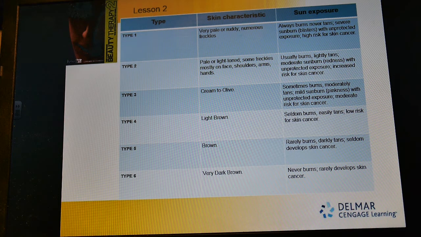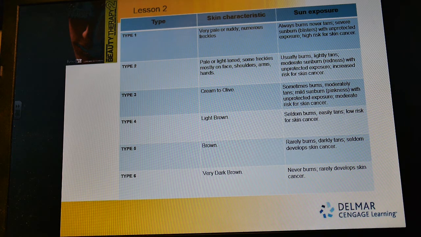Type 3 is cream to olive. Sometimes this skin tone will burn. It will tend to go a little bit more pinky, sore than anything. So it would be a mild sunburn with no protection. And they are at moderate risk for skin cancer.